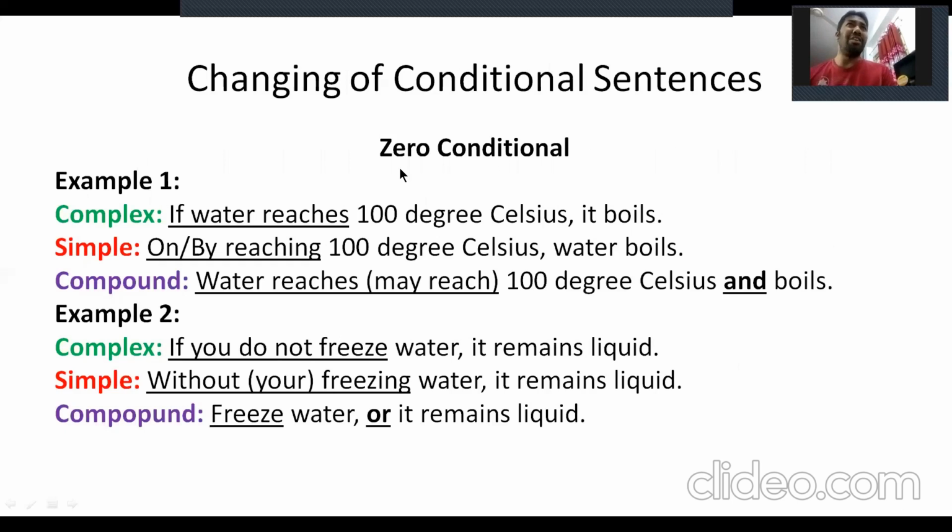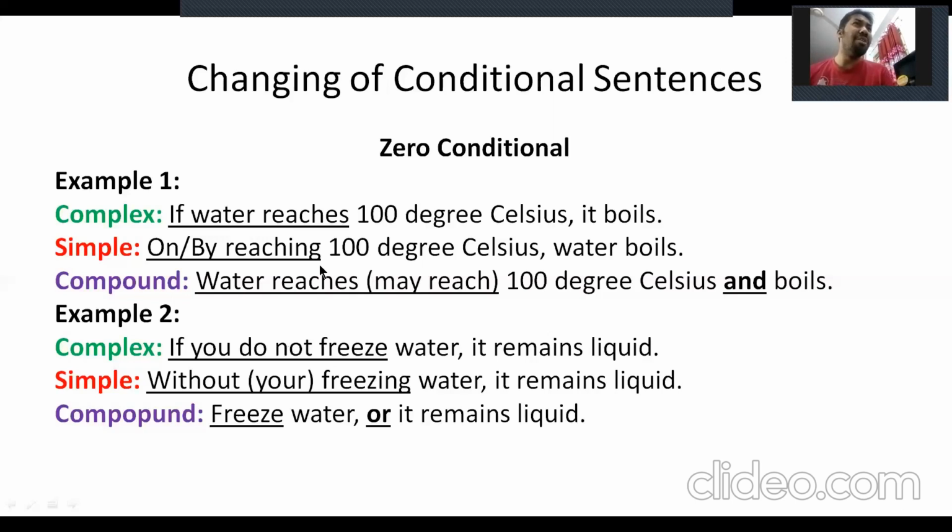Now a special part based on conditional sentences. The first one is on zero conditional. In the form with zero conditional, we use present tense with if in the subordinate clause, and also present tense in the main clause of the sentence. So: if water reaches 100 degrees Celsius, it boils. This is a universal truth, so far, scientists say. To make this complex sentence simple, we need to use by plus verb plus ing structure. So by reaching 100 degrees Celsius, water boils. To make the sentence compound, you can use: water reaches 100 degrees Celsius and boils, or alternatively, water may reach 100 degrees Celsius and boils.